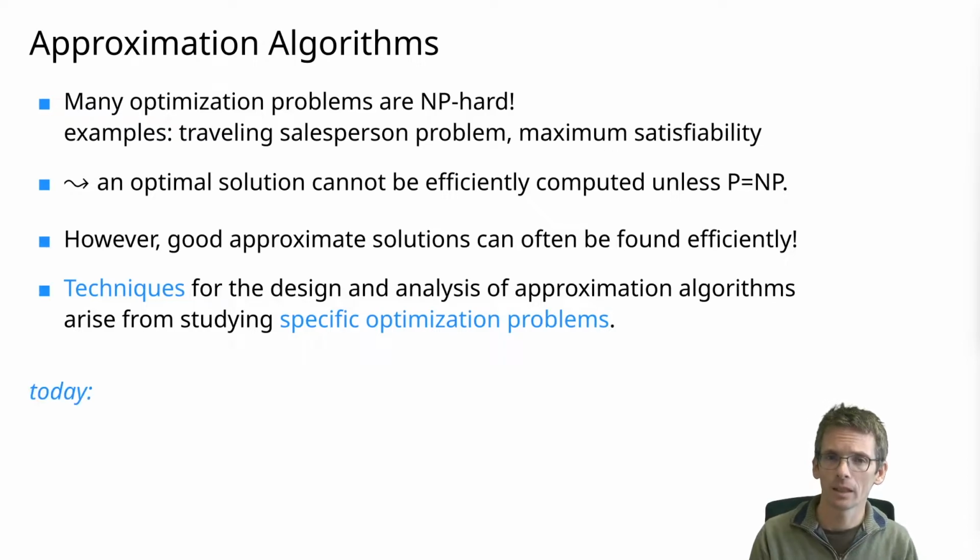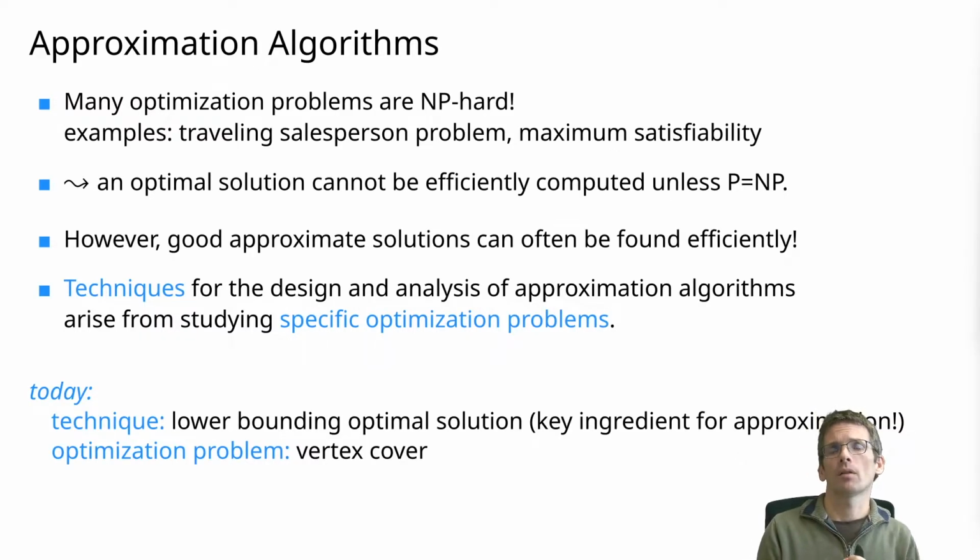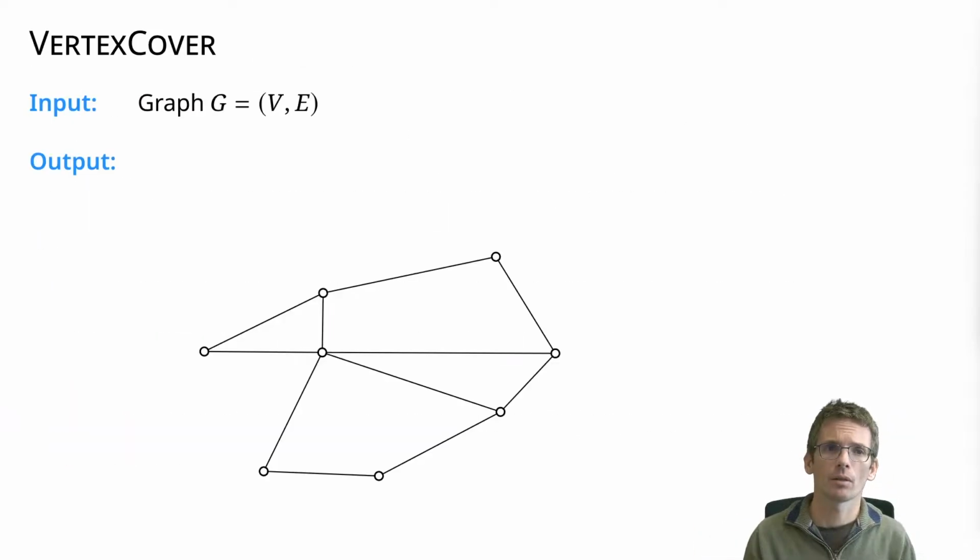So the technique, if you want to call it this, that we're going to look at today is lower bounding the optimal solution. So lower bounding the optimal solution is key to approximation algorithms, as we will also see today. And the problem that we're going to look at today is vertex cover. So let's look at vertex cover. We have as input a graph, and we want to compute a minimum vertex cover.